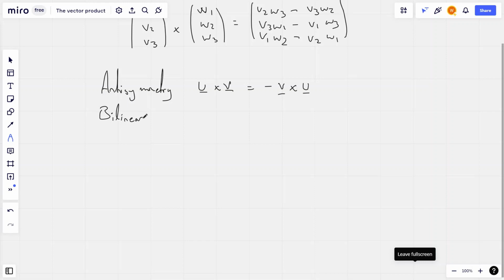So next, we know it's bilinear, and what this means is that it's linear in both the first factor and it's linear in the second factor. So if we have u plus v, and we take the product of that with w, this is equal to u times w plus v times w. And the fact that it's bilinear means that this is also the case in the second factor.